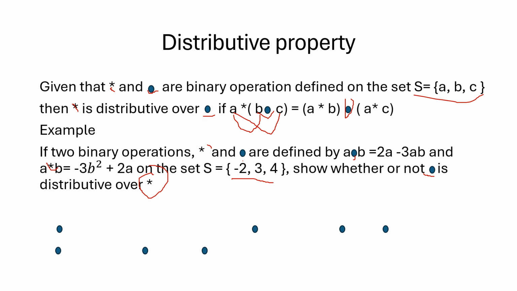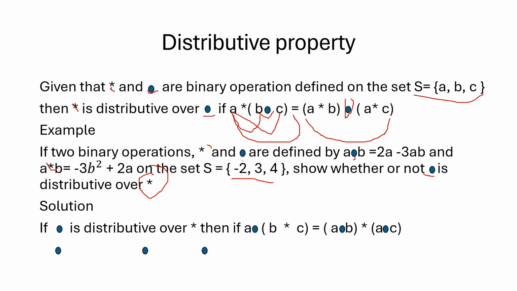For them to be distributive, the left side of the operation must be equal to the right side of the operation. So with this, our A is negative 2, our B is 3, and our C is 4. So let's prove it further. If the dot operation is distributive over the star operation, then we are going to set up an equation where A is operated on by the dot into bracket B operated on C by the star, right?